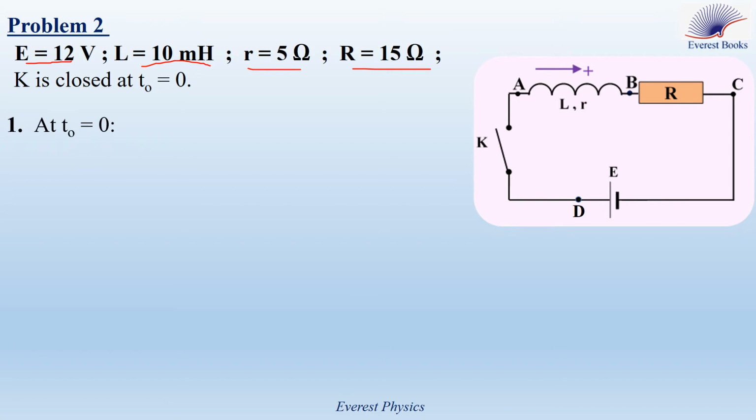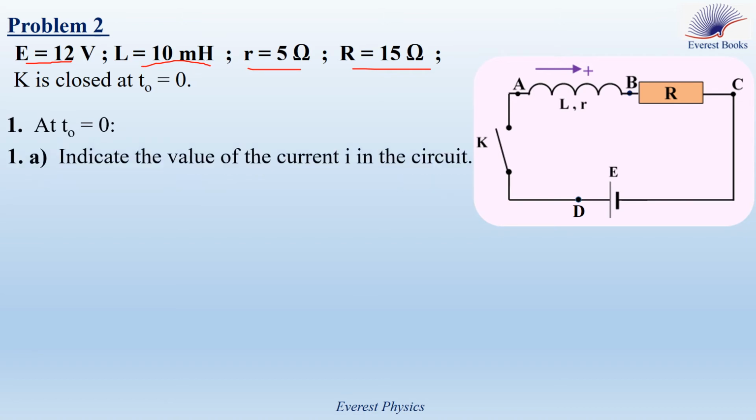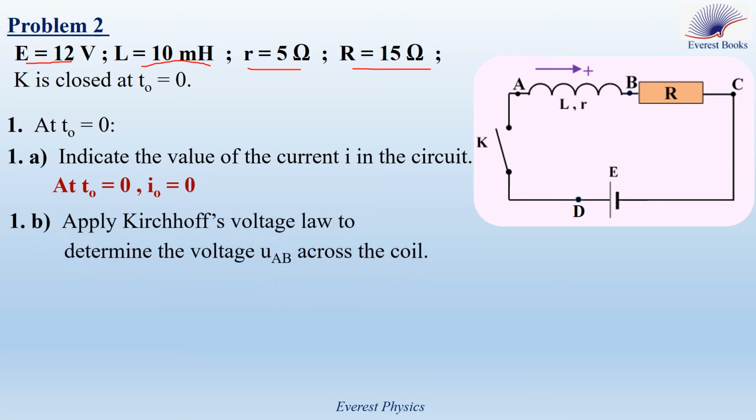Question number 1. At t0 = 0. 1a, indicate the value of the current in the circuit. We know that the current starts at 0. 1b, apply Kirchhoff's voltage law to determine the voltage U_AB across the coil.